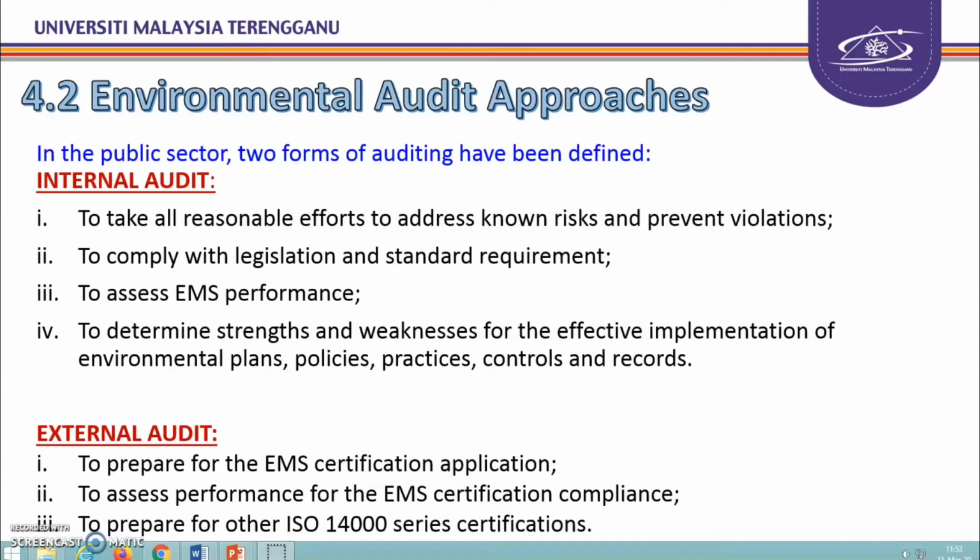During internal audit, this auditor will take all reasonable efforts to address known risks and prevent violations. Then this internal audit will check the compliance with legislation and standard requirements. Internal audit also will assess the EMS performance and determine the strengths and weaknesses for the effective implementation of environmental plans, policies, practices, controls, and records. After the internal auditing session is conducted in the company, then we will appoint an external audit to come.